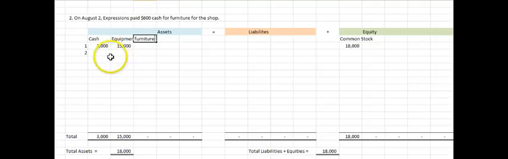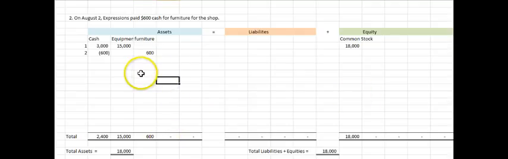Now let's take a look at how this accounting equation changed. Did our cash go up or go down? We paid $600 cash, so our cash went down. So we're going to reduce cash and say this transaction reduced cash by $600. Now what about furniture? Did furniture increase or decrease? We had no furniture, but now we have furniture for $600. So I'm going to put that.